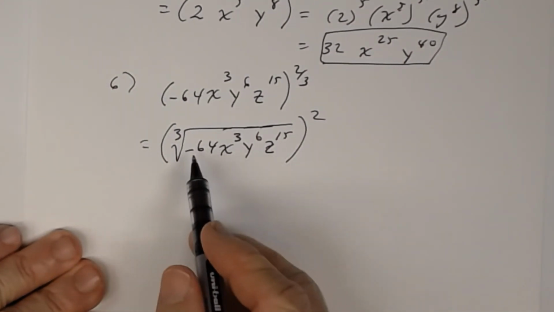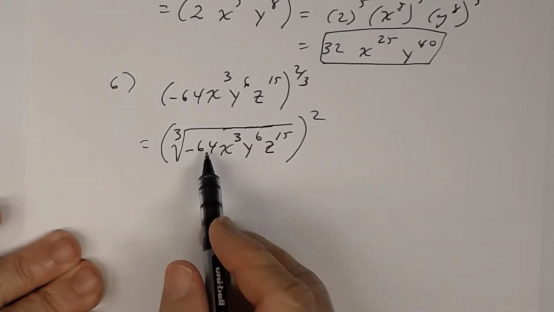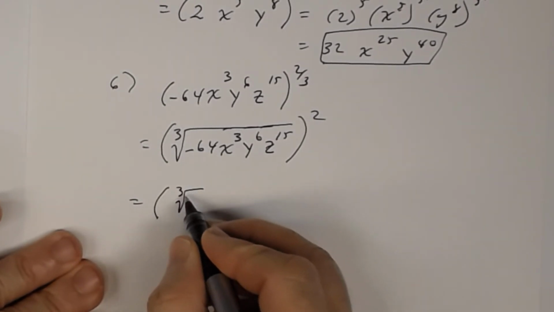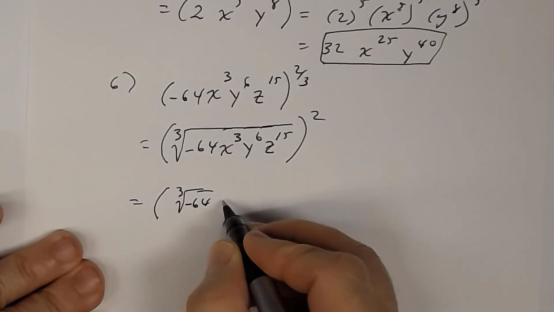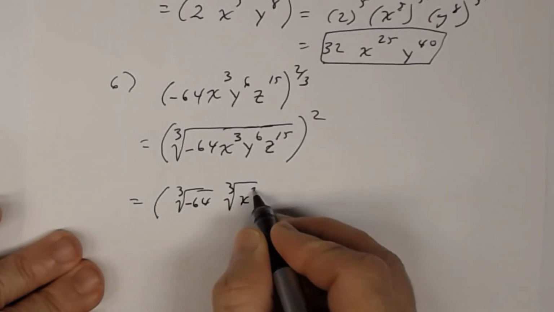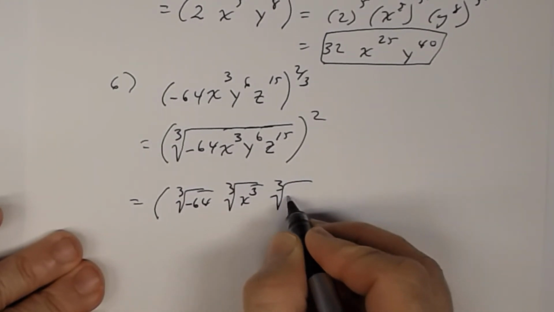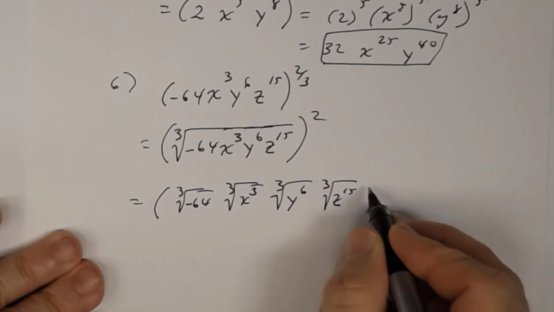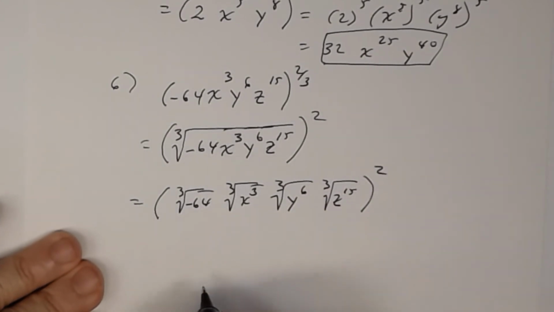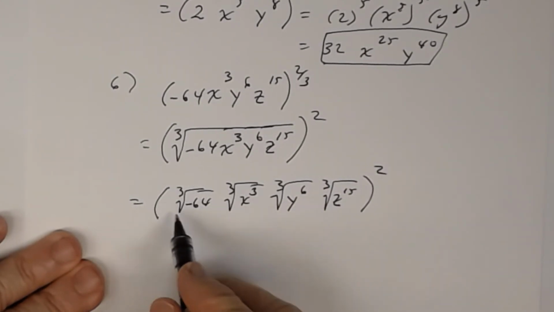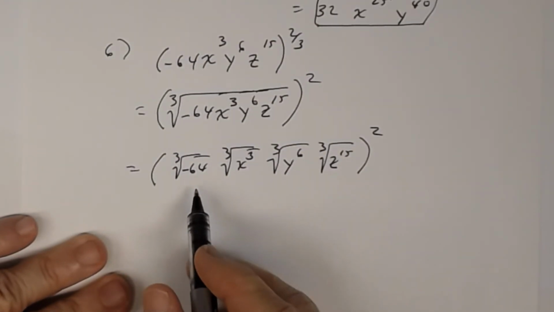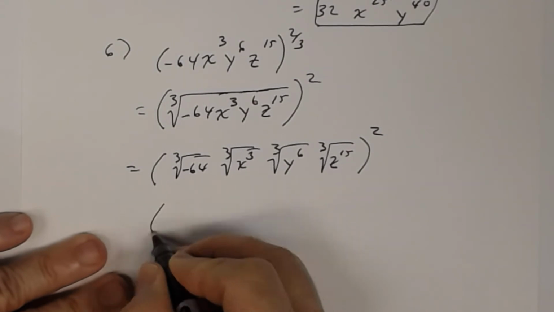And so rewriting this, I can rewrite this as separate products. So this becomes the cube root of negative 64 times the cube root of x to the 3rd times the cube root of y to the 6th times the cube root of z to the 15th, all raised to the 2nd power. The cube root of negative 64, we know is negative 4. Negative 4 times negative 4 times negative 4 is negative 64.